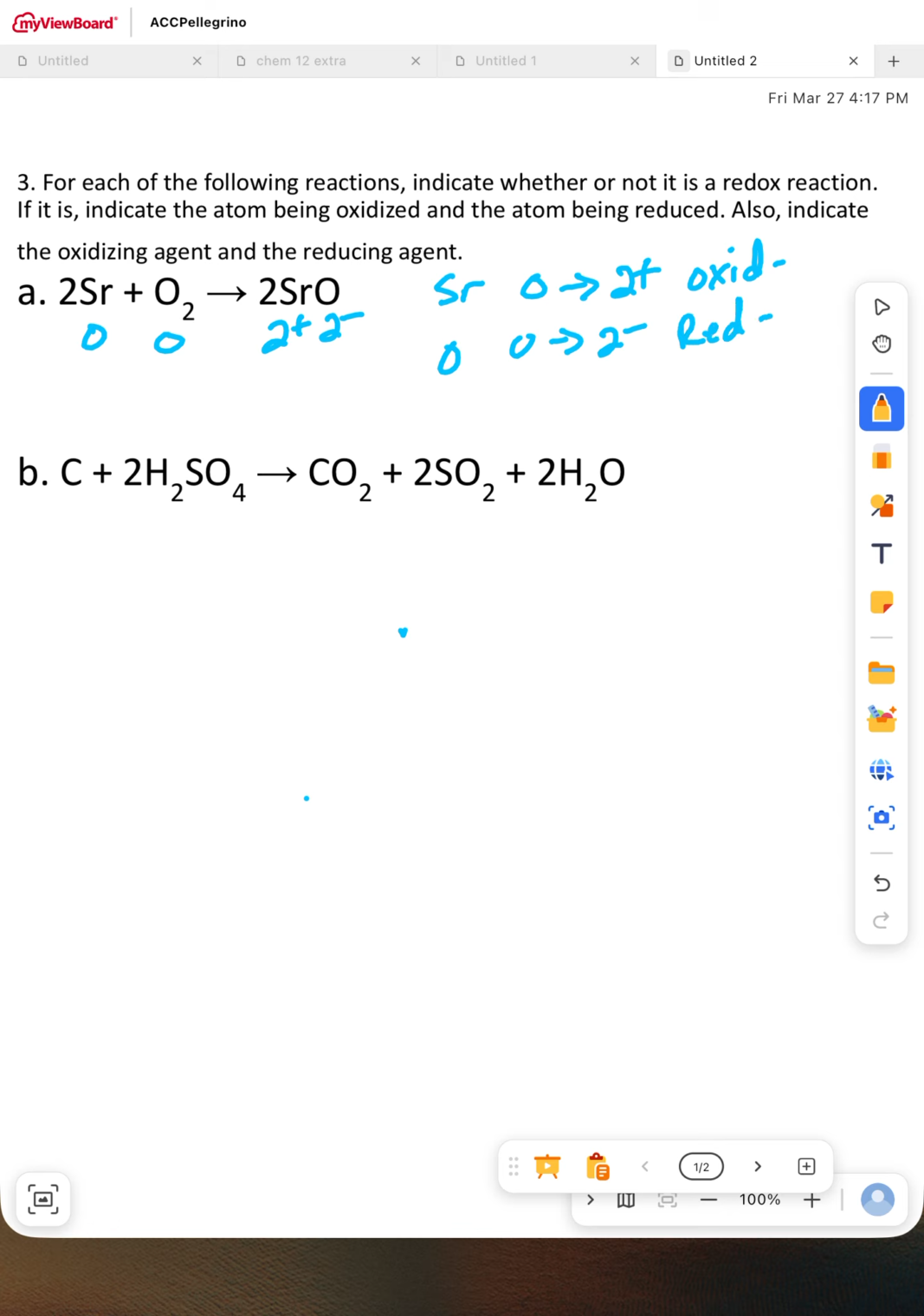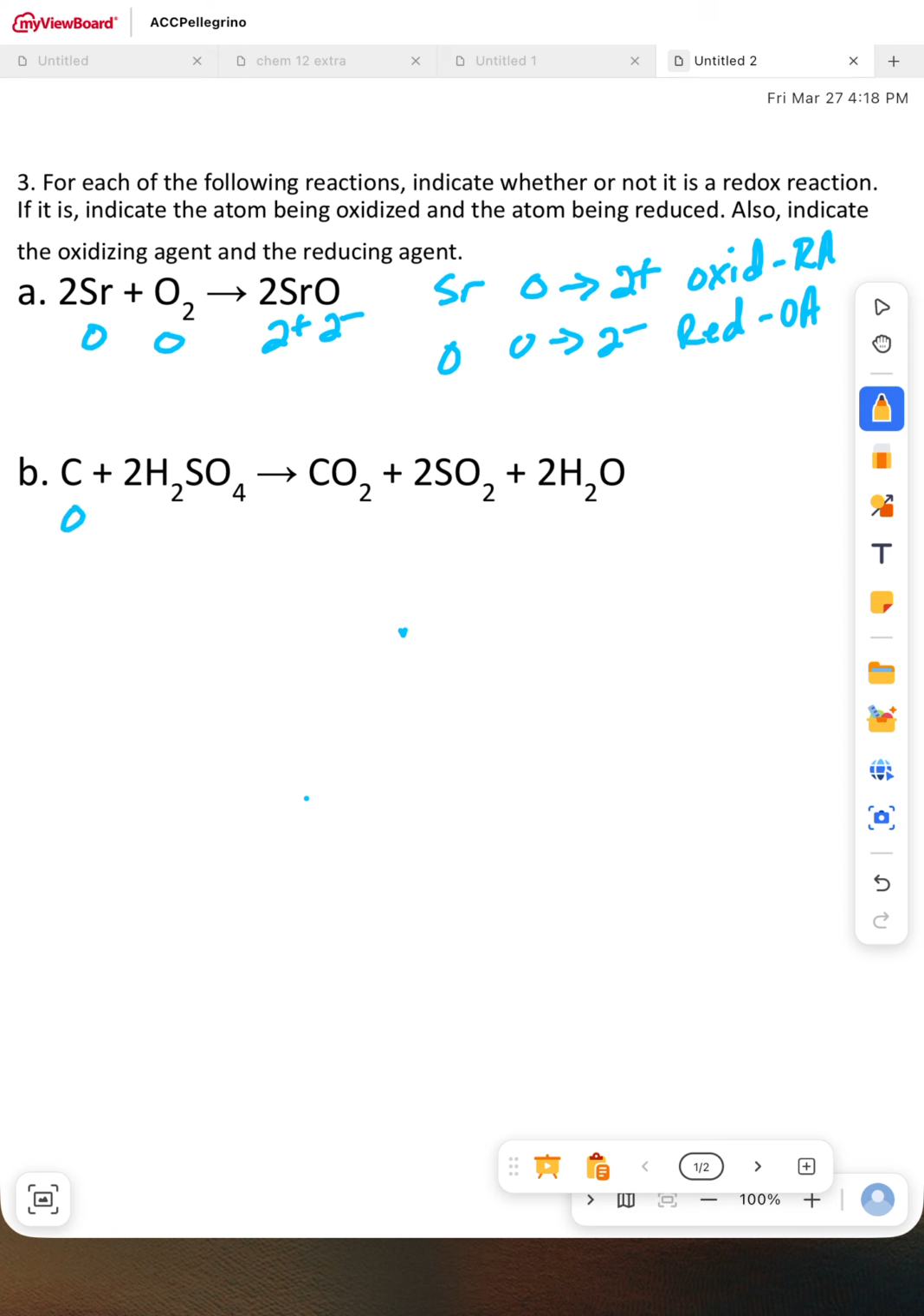And remember, if something is oxidized, then it is doing the reducing, so it's our reducing agent. If something is reduced, then it's doing the oxidizing, so this is our oxidizing agent. So the answer would be yes, this is a redox reaction. Strontium is oxidized and is our reducing agent. Oxygen is reduced and is the oxidizing agent. Okay, look at letter B.